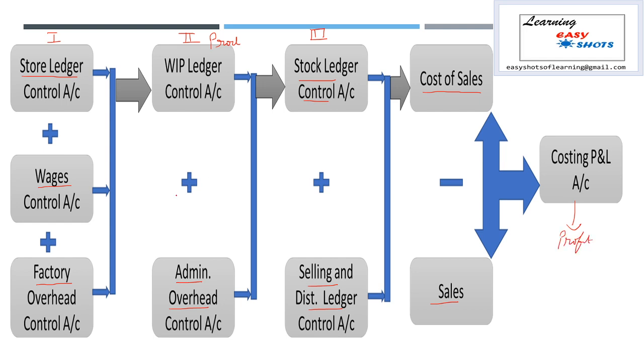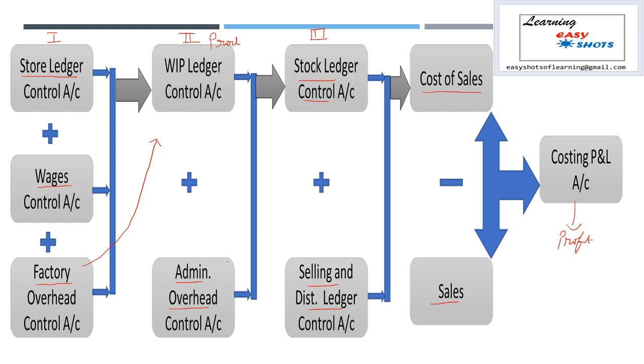So when we are talking about this flow chart and the overheads, first overhead is factory overhead control account, and factory overhead control account is charged to production department. So when the factory overhead is charged, we debit the WIP ledger control account and credit the factory overhead control account.